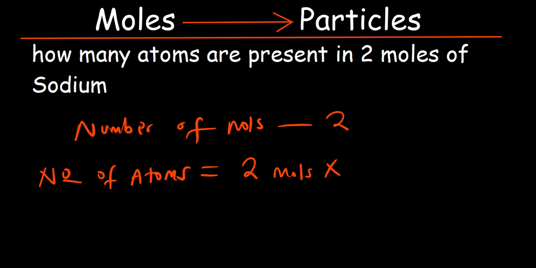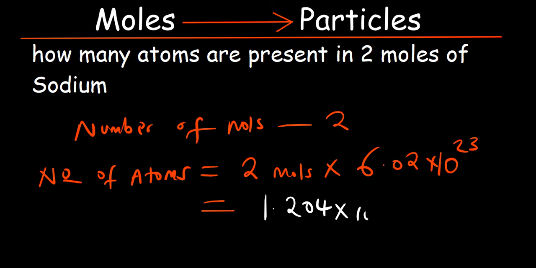In this case, we've got 6.02 times 10 to the power 23. Then basically you just have to multiply these two. So 2 multiplied by 6.02 times 10 to the power 23, I'm getting about 1.204 times 10 to the power 24 atoms.